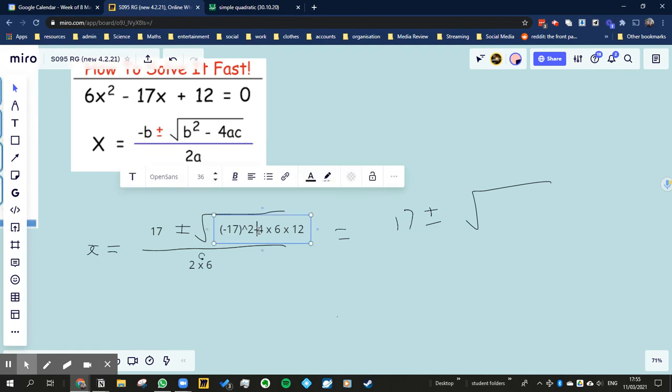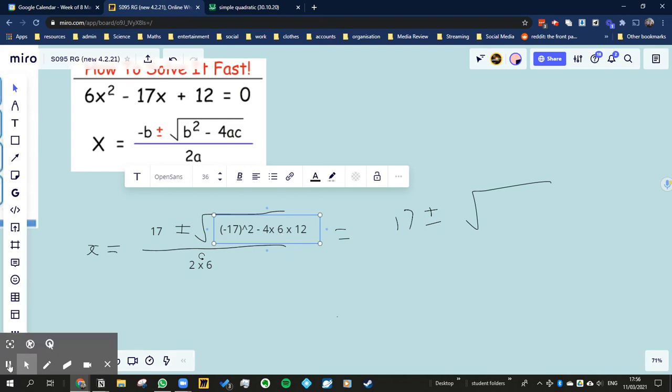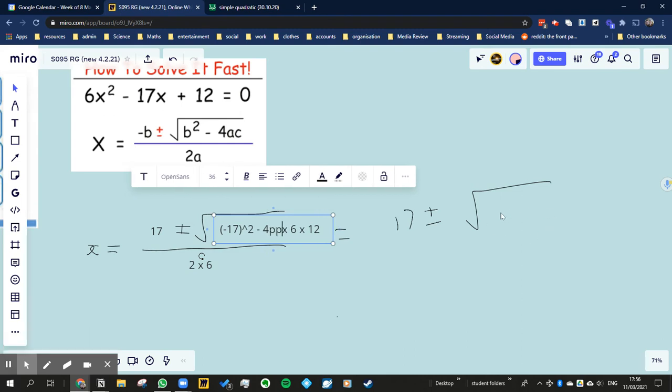So we could probably do with separating all this out so we can see it a bit more easily. Minus 4 times a times c: 4 times 6 times 12. 4 times 6 times 12 is 288. Probably should have done 17 squared first.